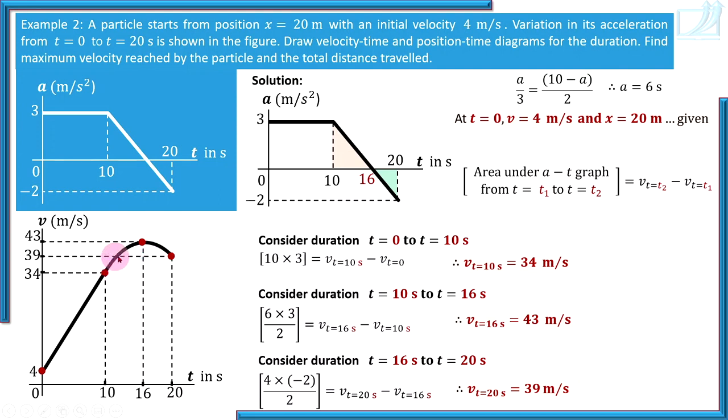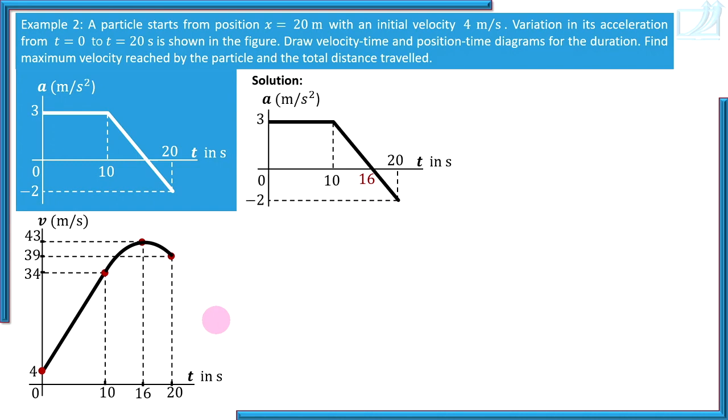Also, this portion meets the straight line at t equal to 10 seconds. There must not be a sharp corner here. Take care. You get a sharp corner in the VT diagram when there is a vertical straight line in the AT diagram. There is nowhere a vertical straight line in the AT diagram. A vertical straight line in the AT diagram is a sudden change in acceleration. So this is how we have completed the VT diagram.